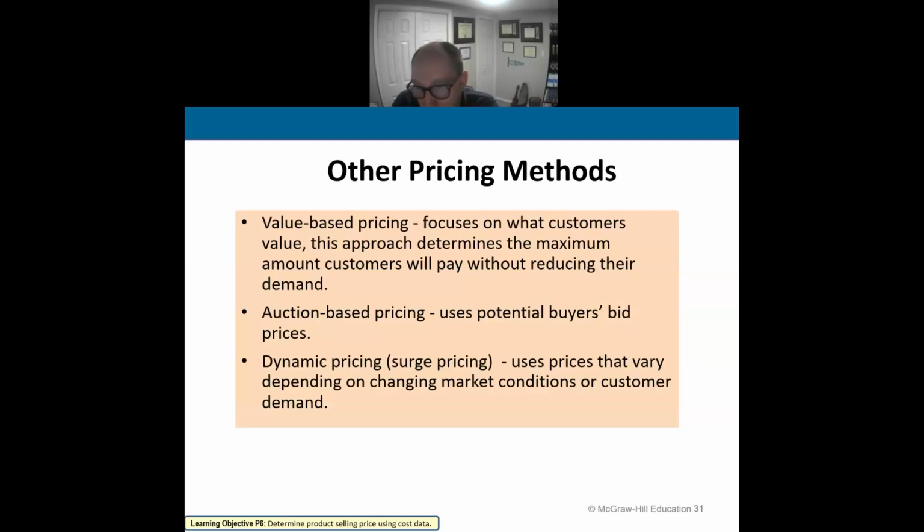A couple of other ways to price your products. One's called value-based pricing, where the focus is on value, which is what the customers determine the value of the product to be. Another one's called auction-based pricing, where buyers bid on prices. Again, depends on what you're selling. The third is called dynamic pricing or surge pricing. It's based off of demand and shifting conditions in the marketplace.